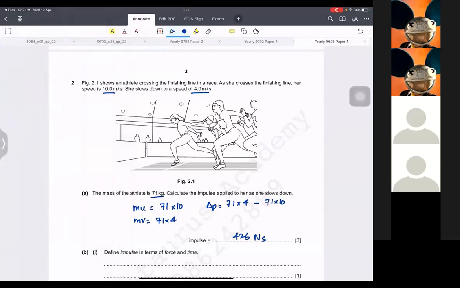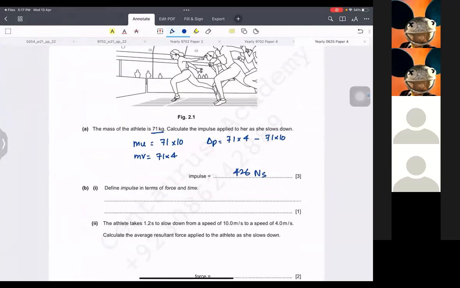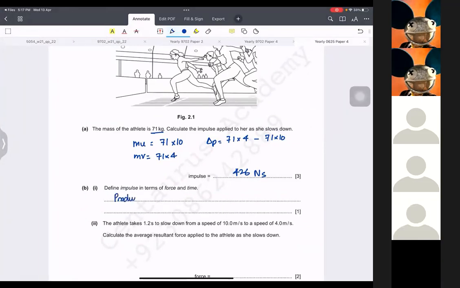Yes. So is this part of my syllabus as well? 50541? No, it's not. So okay, just define impulse in terms of force and time product. Okay. Yes. I got negative 426. It's fine, but it's all right. Negative or positive doesn't matter. That just shows the direction. Okay. It's asking about the magnitude.